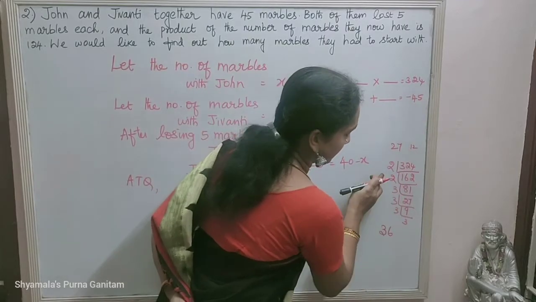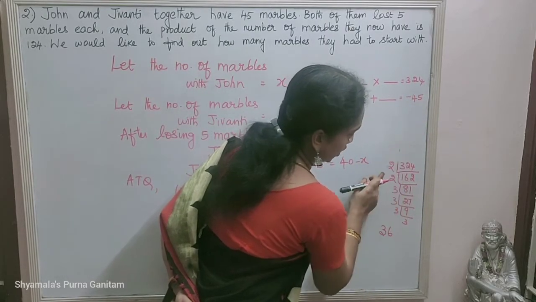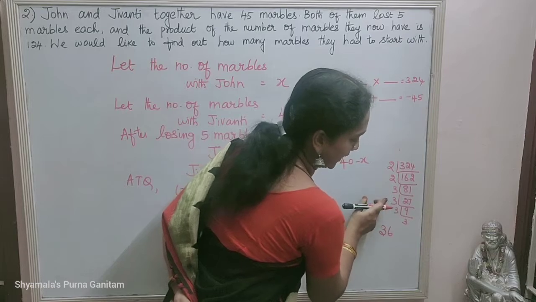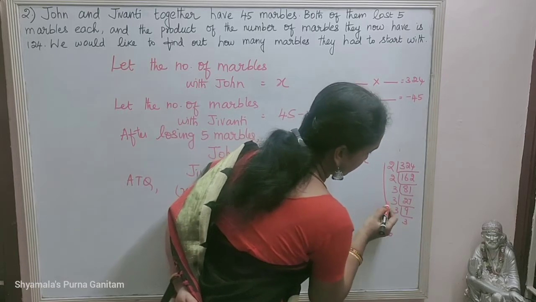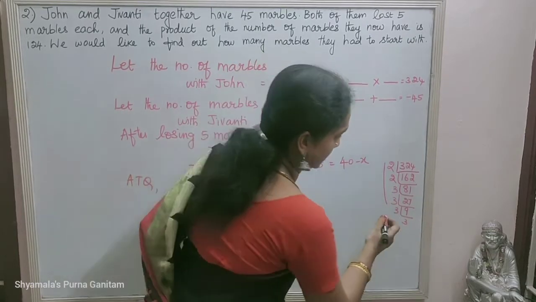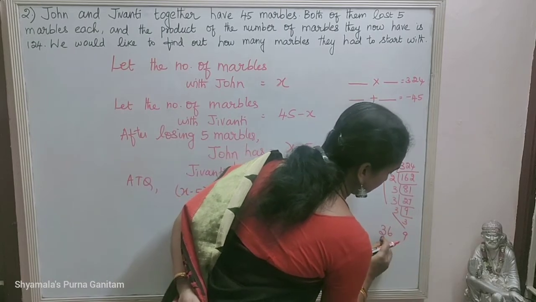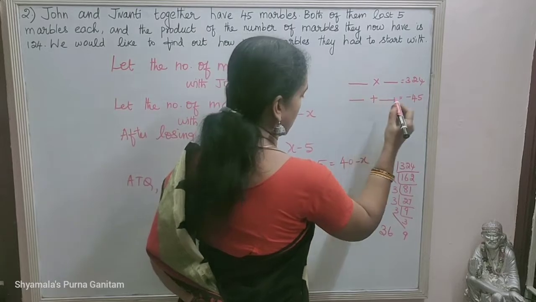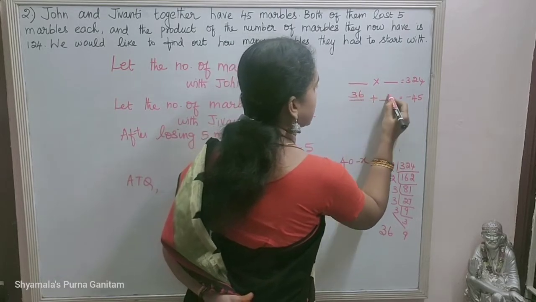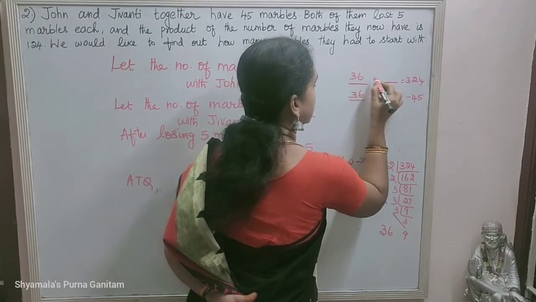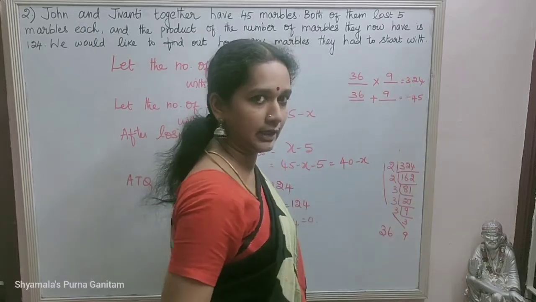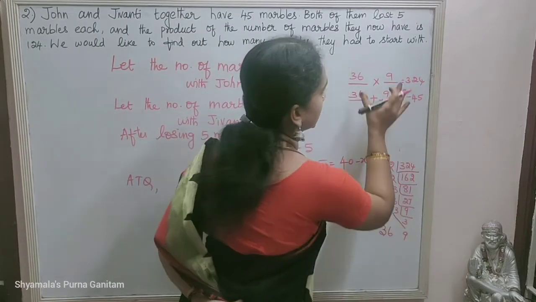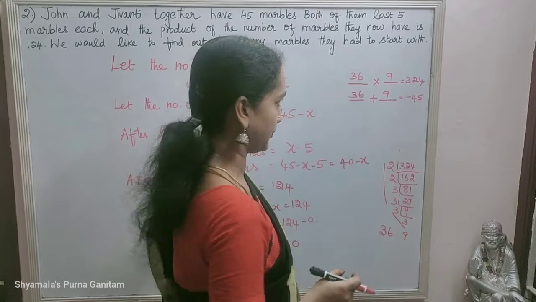So the other way I will find out: 2 2s are 4, 4 3s are 12, 12 3s are 36. This one I will take as 36, the remaining is 9. So 36 and 9, when I add, I will get 45. So these are the two numbers, 36 and 9. When I find the product of this, definitely I will get 324, because all these are the prime factors of this.